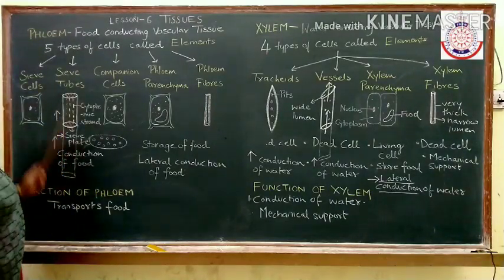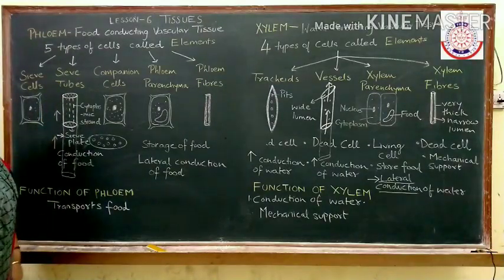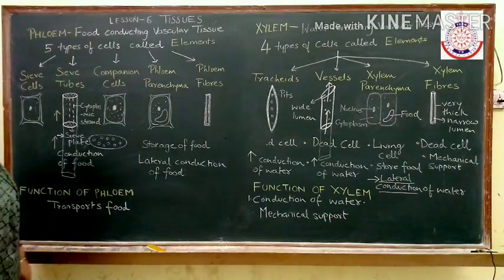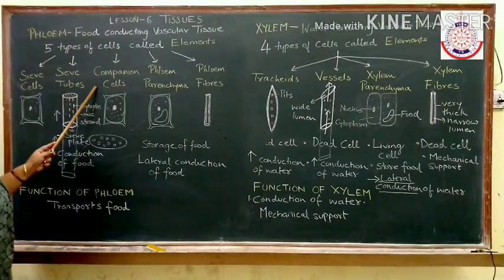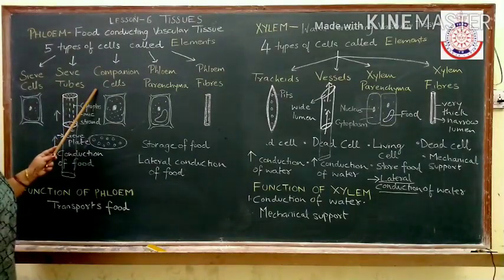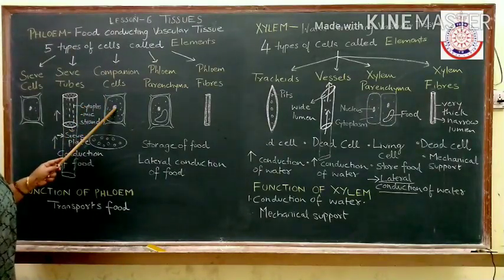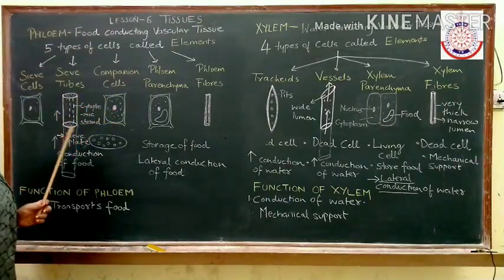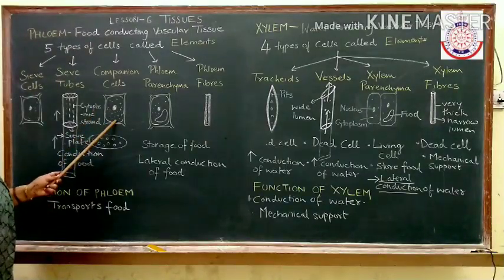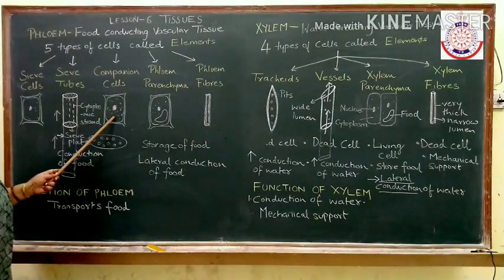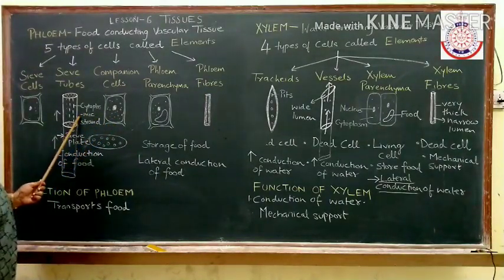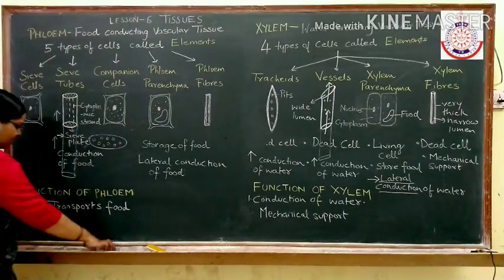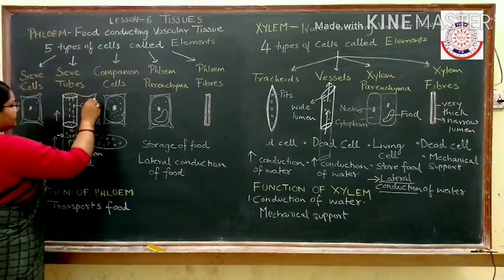So what is the main function of sieve tube? It helps in the conduction of food, or the movement of food prepared by the leaves. Now, the next element is the companion cell. Companion cell is a living cell. It consists of a prominent nucleus and very dense cytoplasm. A large amount of cytoplasm is present inside the companion cell, and these companion cells are present along with the sieve tube cells.